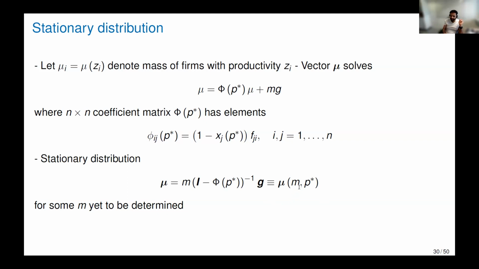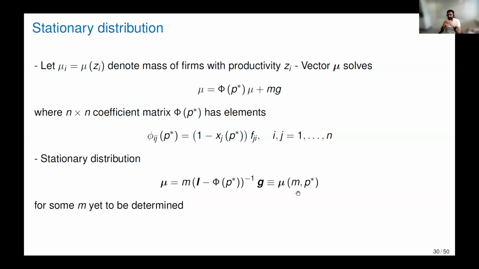What does it mean that I want to compute mu for M equals 1? It means that I will just rescale it. Instead of saying 100 firms each, I'm going to say 50% of the firms are Z1 type and 50% are Z2 type. So I will divide these two things by the total number of firms in the economy. That's what we mean that M is a scaling factor.